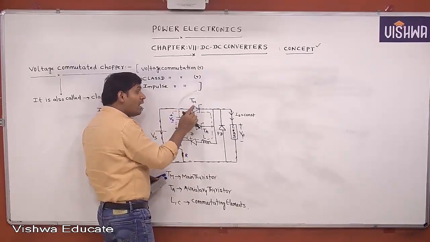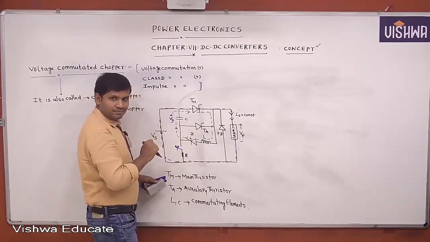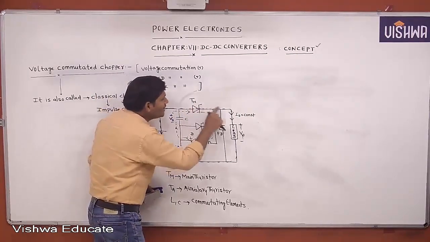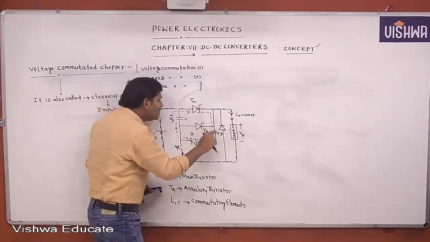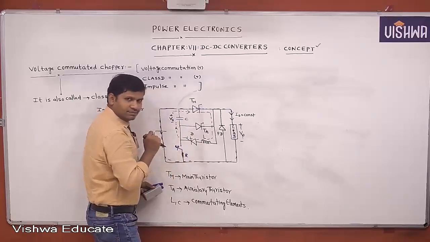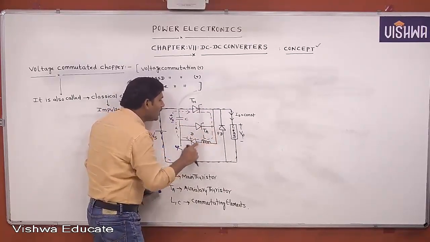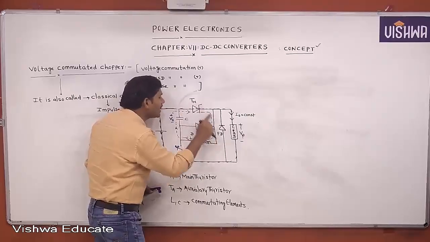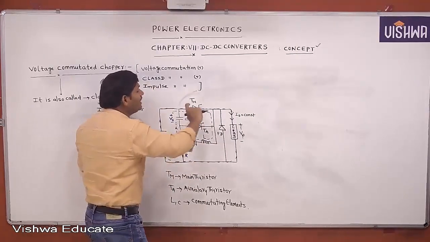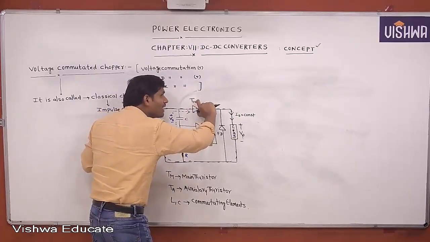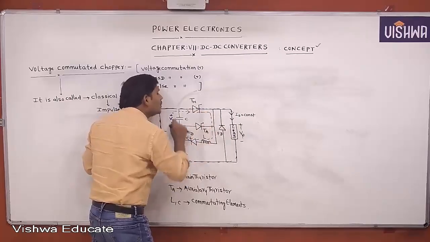That means the main thyristor is carrying two currents. One current is the load current, that is the I0 current. Another current is the discharging current of the capacitor. The capacitor is discharging in which circuit? LC circuit. In the LC circuit, that capacitor is discharging. That's why, what is the current carried by this main thyristor? One is the load current and the other one is the LC circuit current.